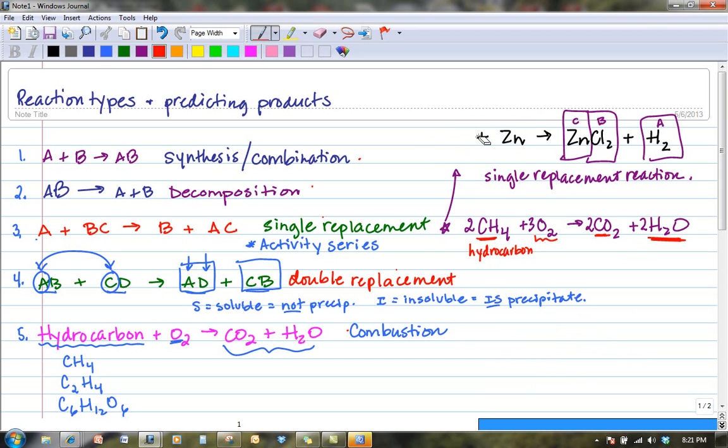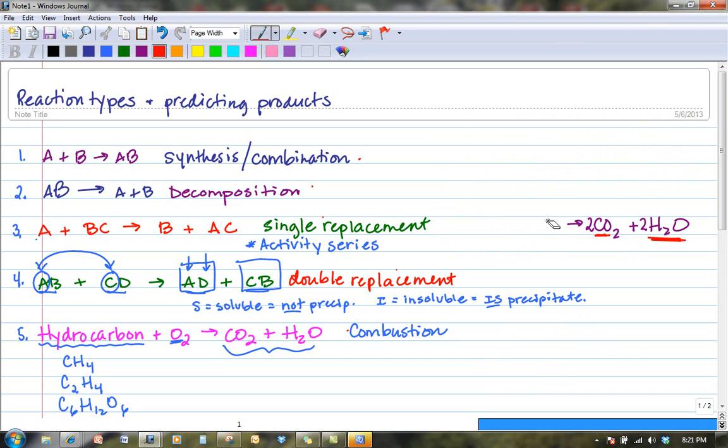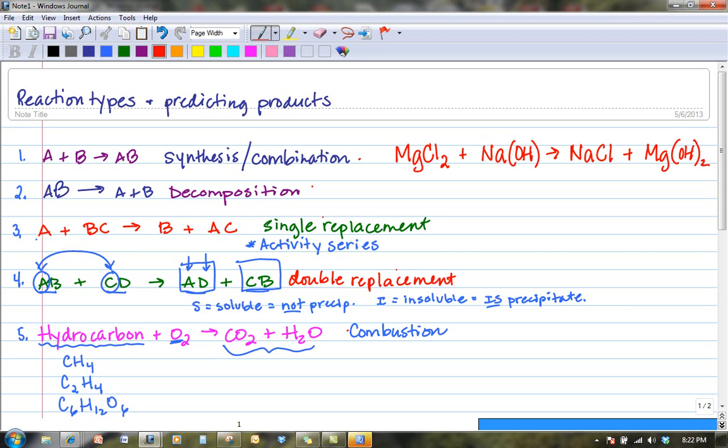So here I'm going to erase some of this so that we can stay on the same page. Let's say that I have a reaction of magnesium chloride plus sodium hydroxide. That's going to give us sodium chloride plus magnesium hydroxide. I just have to do a little bit of balancing here.